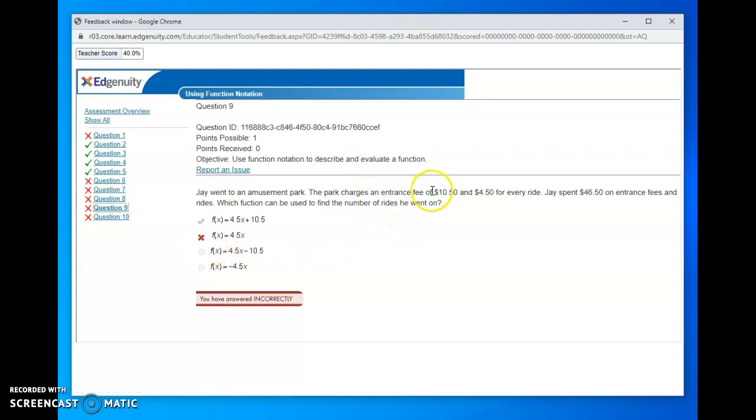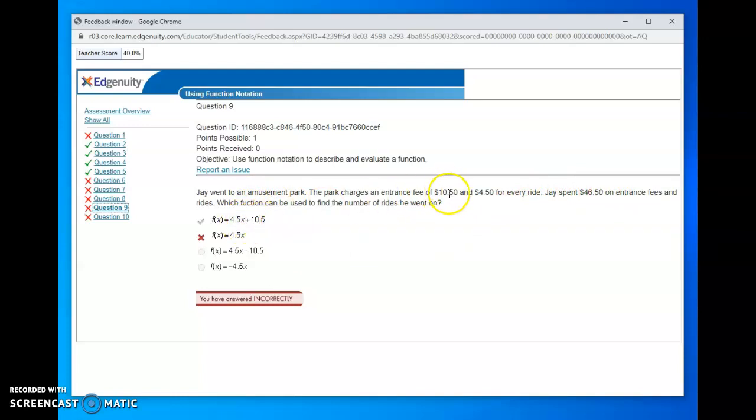Jalen went to a music park. They charged $10.50 as an entry fee and $4.50 for every ride. Wow, that's expensive. Jay spent $46.50 on entrance fees and rides. So same thing, on every ride, that's the one that's going to change.